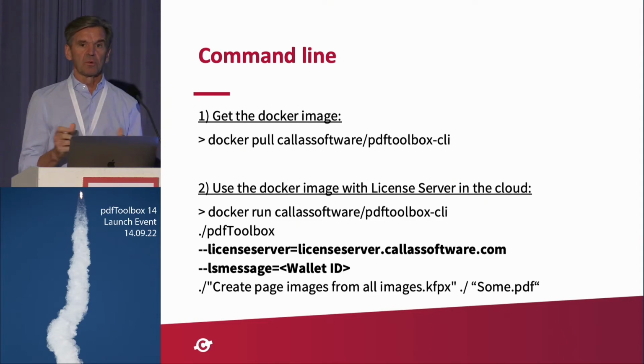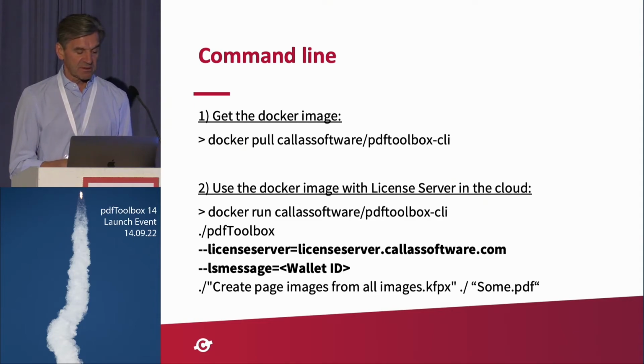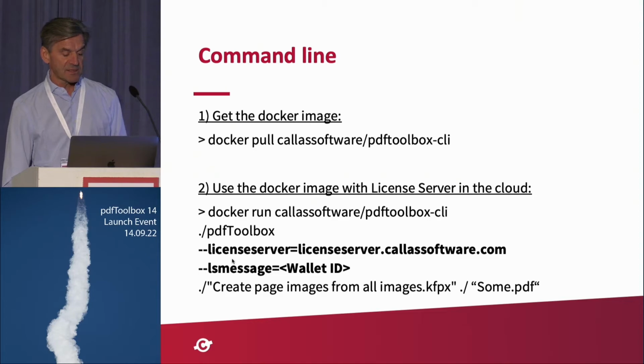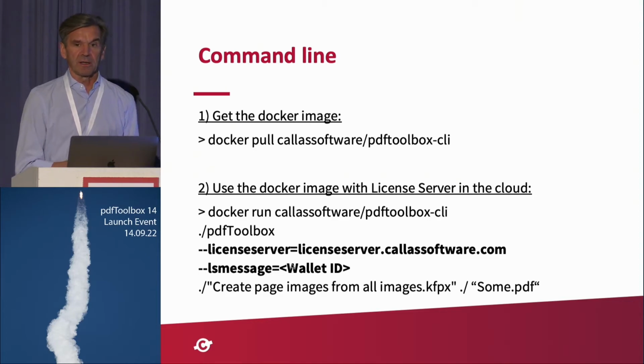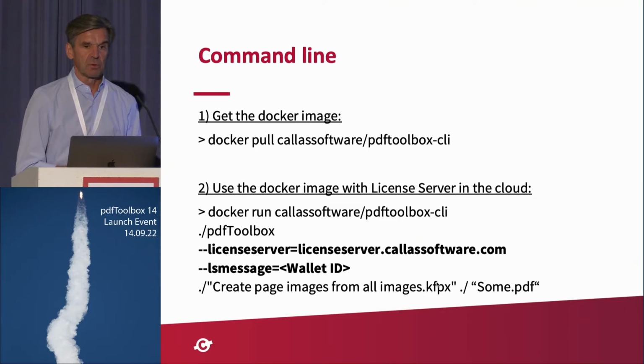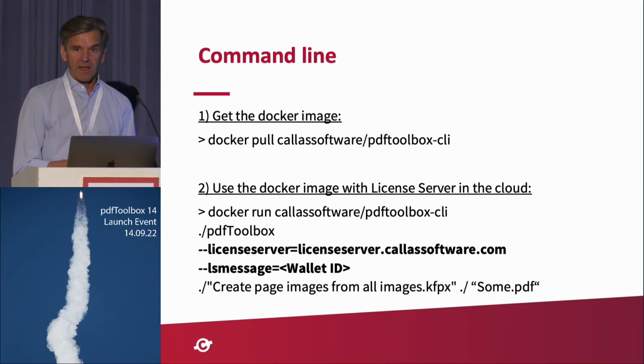You have two additional command line parameters here. One is the very same thing that you would also use with your own license server, --licenseserver, but the URL here is now licenseserver.callassoftware.com. And then an additional parameter, which is ls message, that would get the wallet ID. And then you can do whatever you want to do with pdfToolbox, provided you have a wallet ID and a cartridge in there. Yeah?